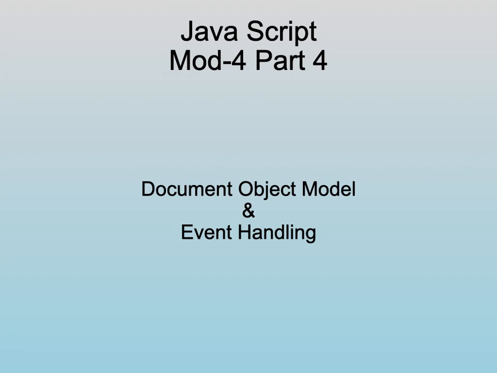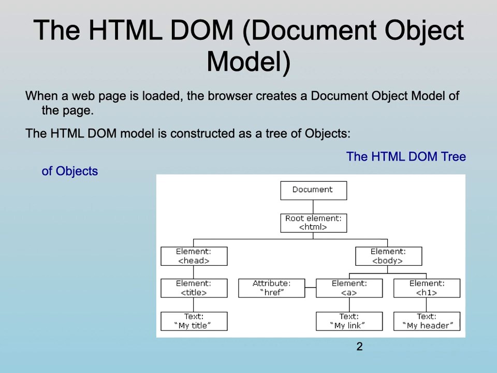Today we will be discussing the document object model and event handling in JavaScript. The HTML DOM stands for document object model. When a web page is loaded, the browser creates a document object model of the page. The HTML DOM model is constructed as a tree of objects, as in the picture.